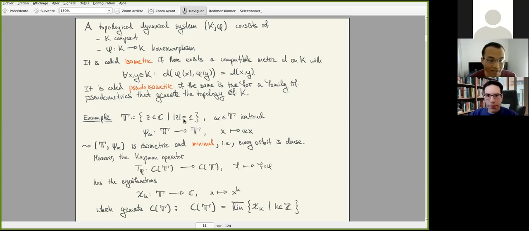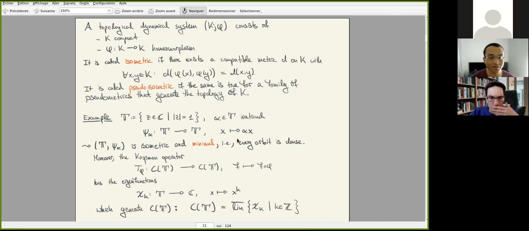Moreover, as I indicated, we have lots of eigenvectors. So if we consider the Koopman operator, the induced action on the space of continuous functions, then this operator has a ton of eigenfunctions, namely the characters, and these actually span the entire space of continuous functions.